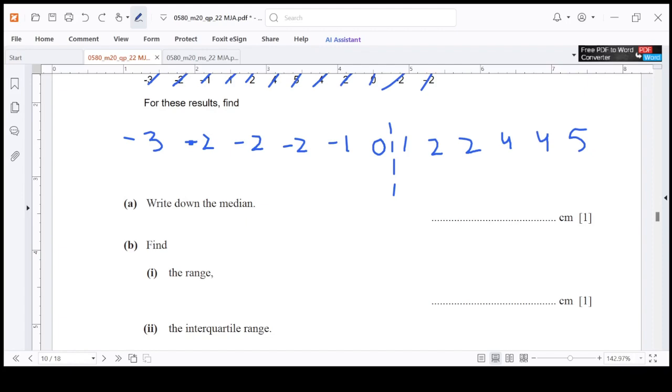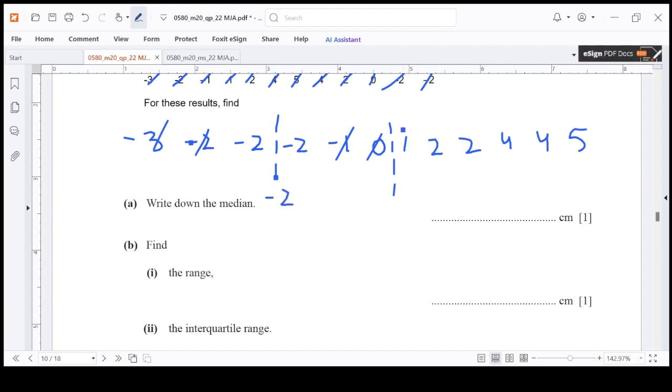Lower quartile is found by now finding the middle of these values. What comes in the middle? This gets cut with this, and then the middle is in between -2 and -2. So what comes in between -2 and -2? It's still -2 because these two values are the same. So the average of -2 and -2 is still -2. How do we find average? We add the values and divide it with 2. That gives -4 over 2, which is still -2. So the lower quartile is -2.